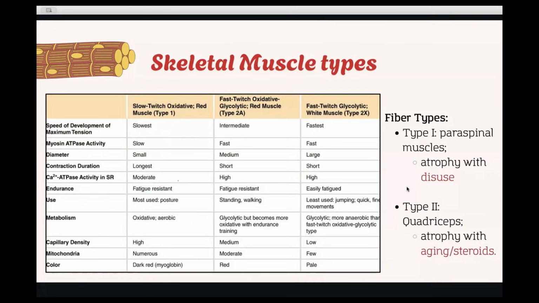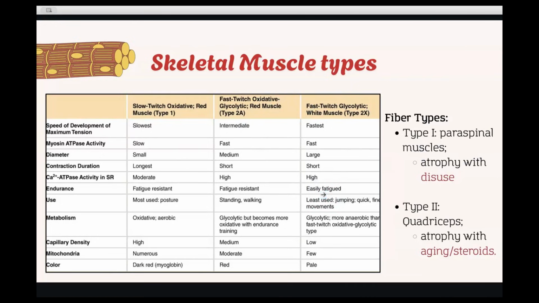Usually those muscles atrophy with disuse. So when some patients just lie down and do not move their body, this is how these muscles are going to atrophy. On the other hand, we have type 2 muscles. Type 2 muscles are easily fatigued. So we have two types. I just want you to see this as one type and focus on this.